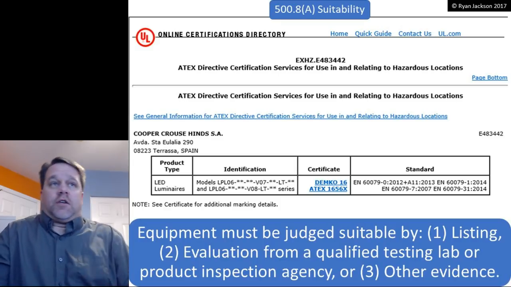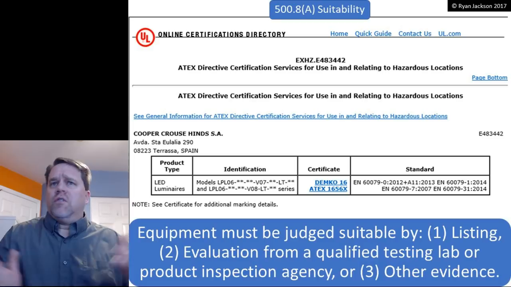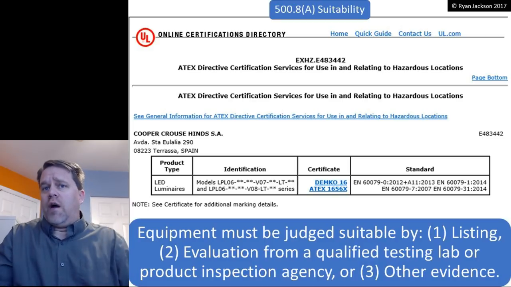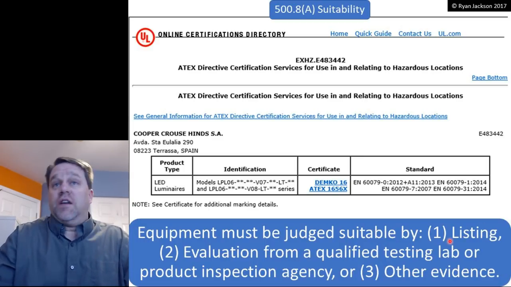So I was an inspector for 17 years. I don't require everything in the world to be listed because the code doesn't require everything to be listed. But when it comes to hazardous locations, I need to determine suitability. And I'm looking for listed equipment.